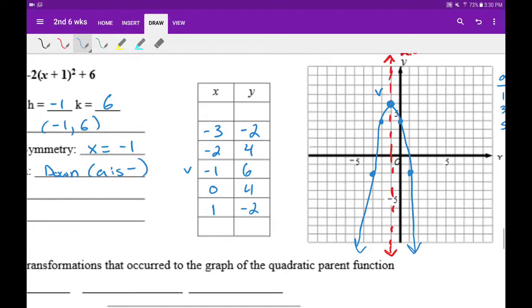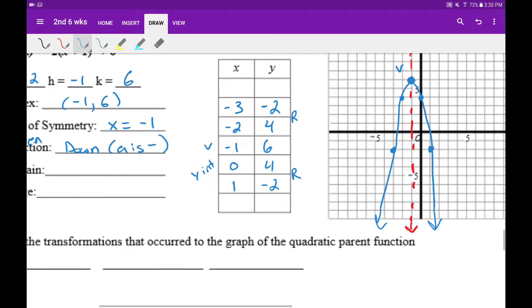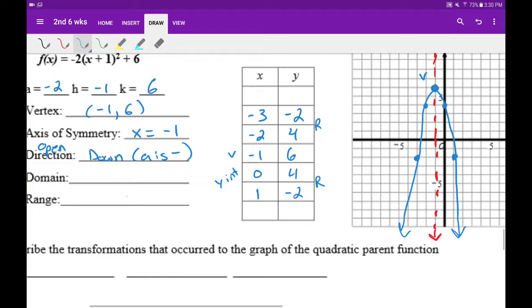Okay. So significant values, where x is 0, again, that's our y-intercept. And then roots is where our y's are 0, and that's going to happen between -3 and -2, and then between the x values of 0 and 1. Okay, so our domain, it's opening downward, does not affect the domain. The domain is still going to be all real numbers, and the range is affected, so it's going to be -infinity all the way up to +6.